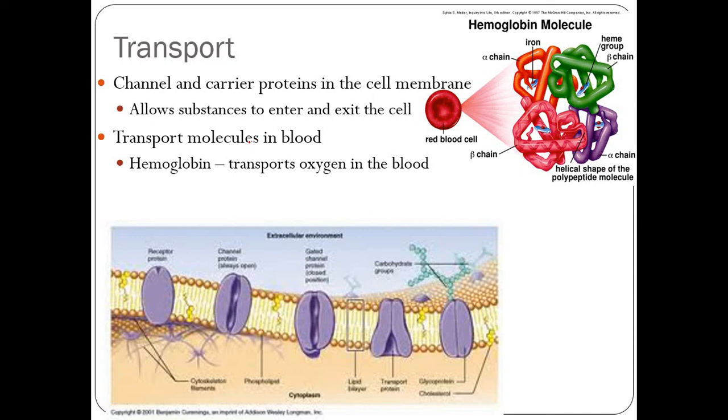Their function is to allow substances to enter and exit the cell, because many substances are too small or too big to enter the cell, diba? Of course, if it's too big, it could not possibly pass through this lipid bilayer. So they need transport proteins. We also have transport molecules in blood like hemoglobin. This transports oxygen in the blood. This is the structure of hemoglobin. You have two alpha chains, this violet and this orange one, and then you have beta, this red and the green one.